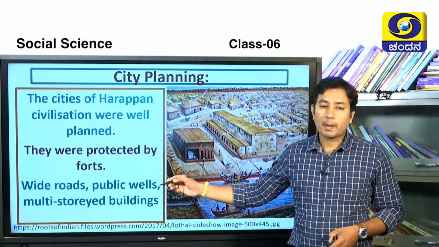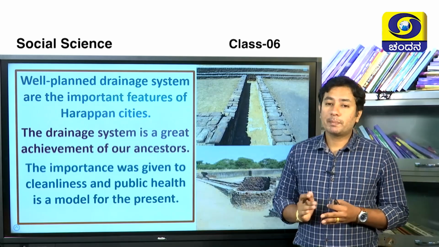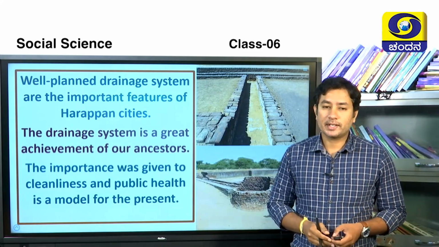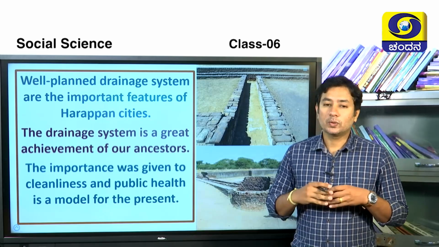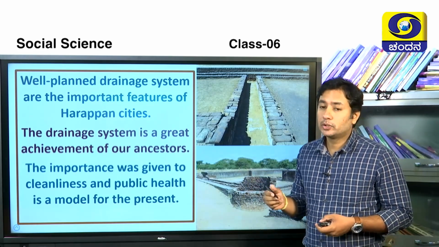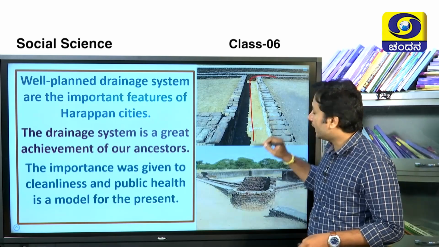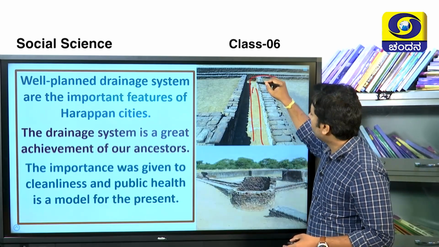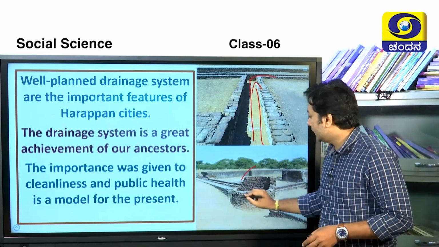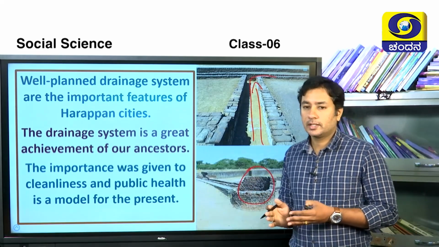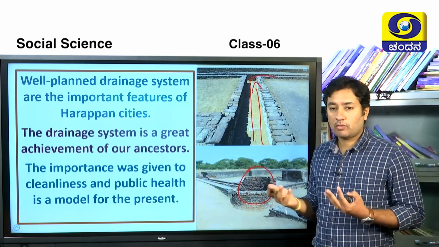Wide roads, public wells, and multi-storied buildings are the best known features of the Harappan civilization. A well planned drainage system was there, which is also very important. The drainage system is a great achievement of our ancestors. In the entire world, we haven't seen such a drainage system anywhere during the early civilization period. The water was drawn from here, and if there was excess water, it was carried away from here. So import and export of water was done through this drainage system. Here also you can see that. In modern days, we construct chambers for the drainage system, right? Just like that, they did it in olden times itself. How forward they were, is it not?